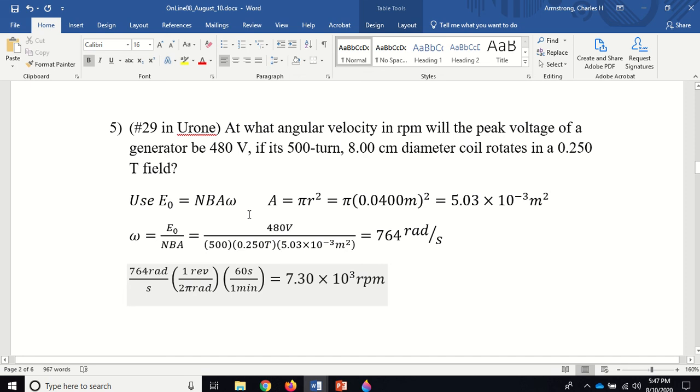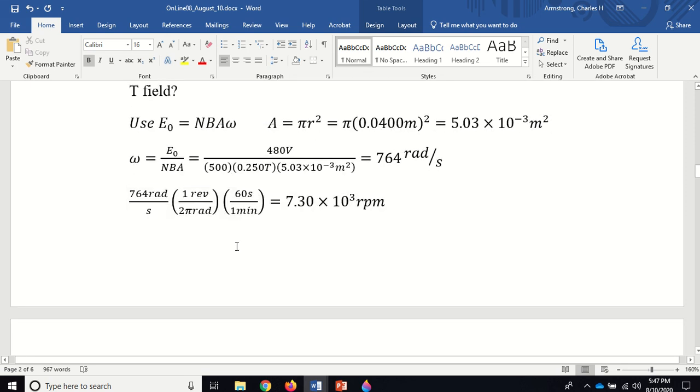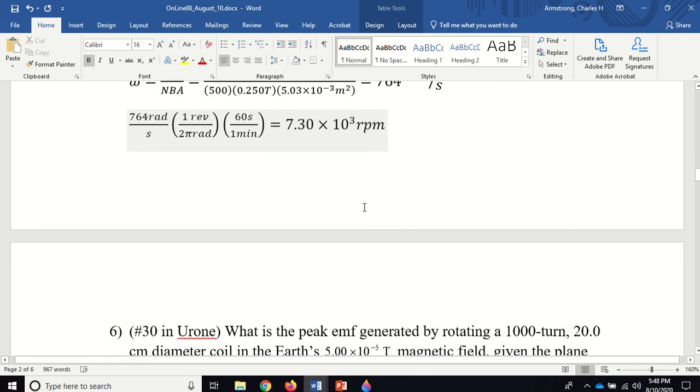Well, they asked for revolutions per minute. So here you go. You have 764 radians per second, and there's one revolution for every 2 pi radians, or 60 seconds for every 1 minute, and we end up with 7.30 times 10 to the third revolutions per minute.